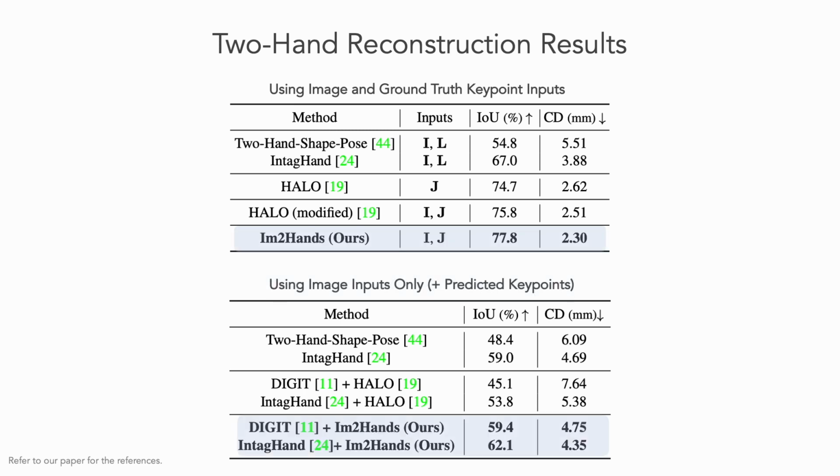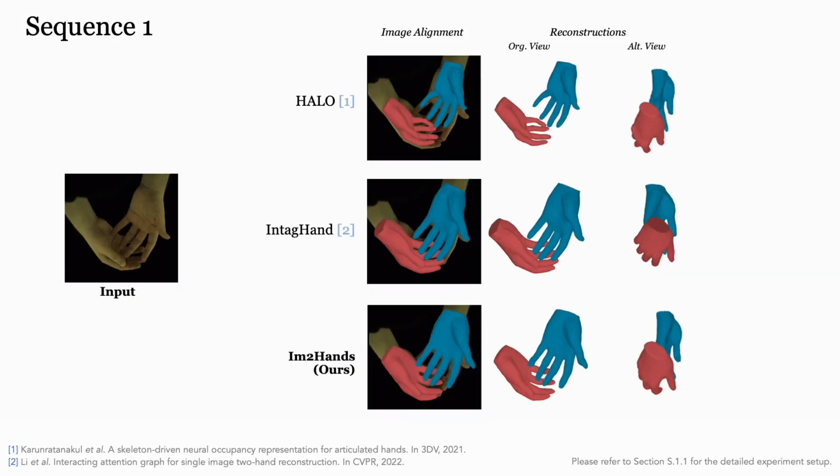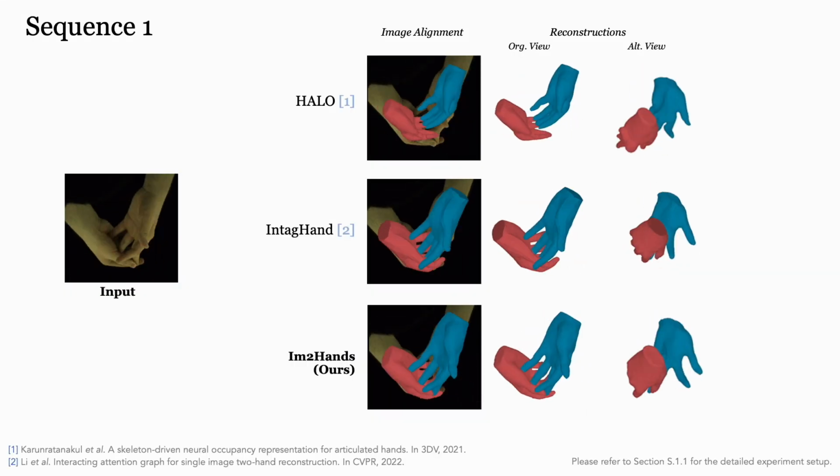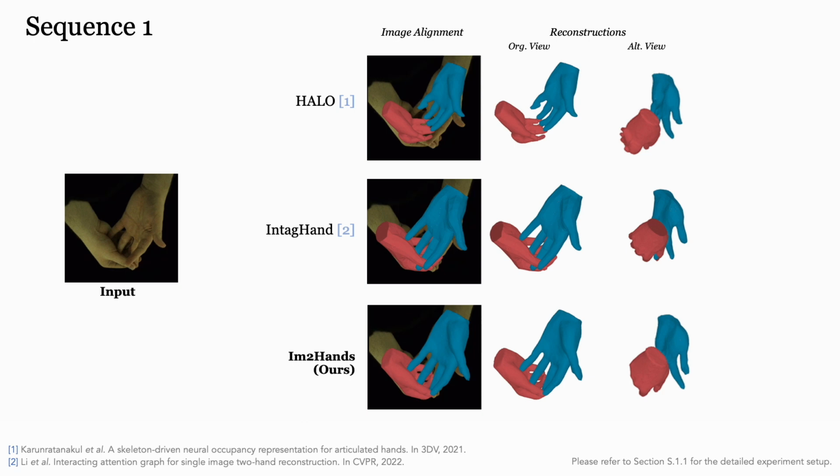In both settings, we achieve the state-of-the-art results on Im2Hands 2.6M dataset compared to the existing single-hand reconstruction methods using implicit representation and two-hand reconstruction methods using mesh representation. We also qualitatively show that our method produces more visually appealing two-hand shapes.